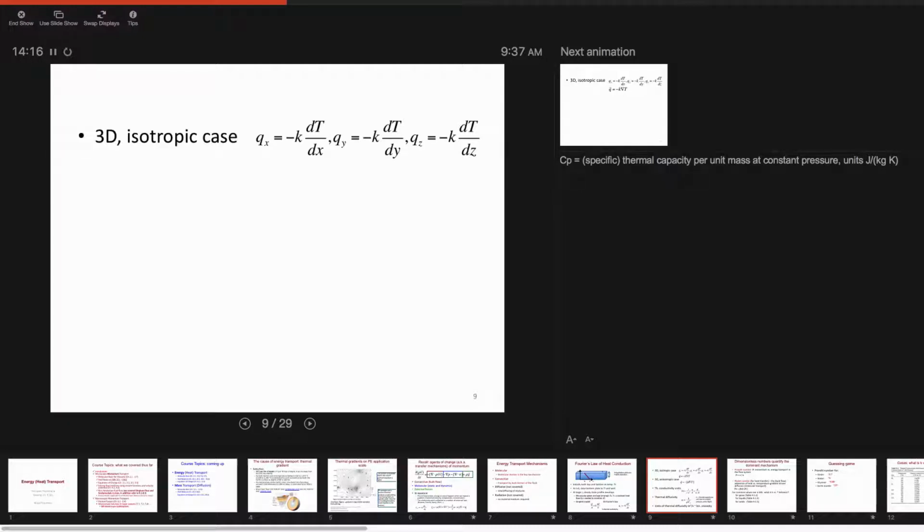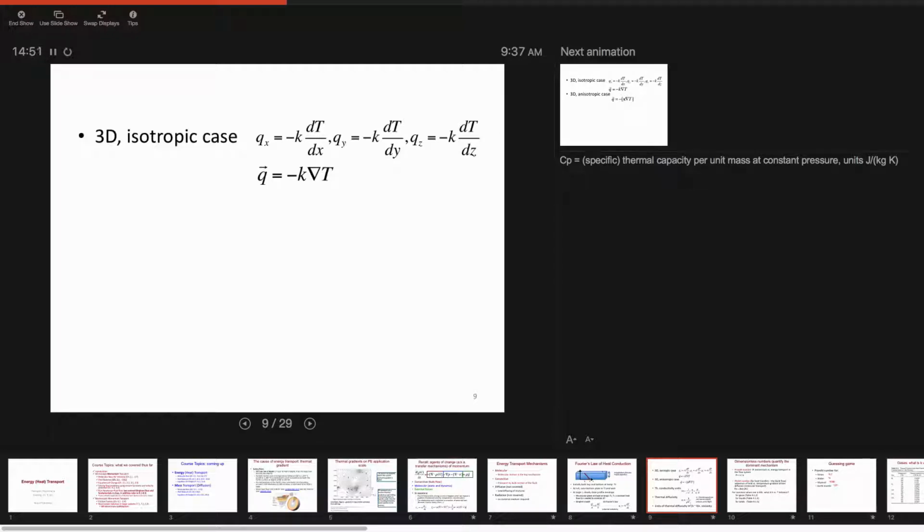Now it's actually much easier to look at it. I don't have to look at transport across 3 different planes and whatnot. Okay? So my qx is minus k dT dx. These should be partial derivatives of temperature with respect to x, y, and z. So my flux is a vector quantity that is proportional to the gradient of temperature. Okay? Now this is the isotropic case.